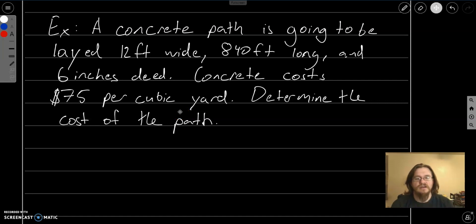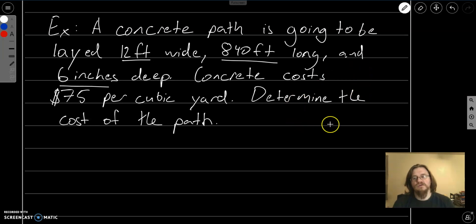Hello and welcome back. Let's work with some more units. So here we've got a concrete path. It's going to be 12 feet wide, 840 feet long, and 6 inches deep. Concrete costs $75 per cubic yard. Determine the cost of the path.